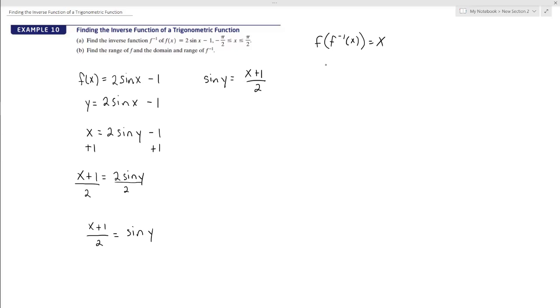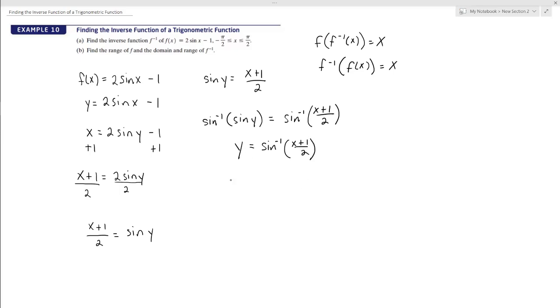if I take f inverse of f of x, as well, both of those simplify to x if these are inverse functions. So I'm going to take the inverse sine on both sides of this equation. So the inverse sine of the sine of y equals the inverse sine of x plus 1 over 2. Now, because these are inverses, that means that the y is just going to pop out here. So we've found the inverse of our original function.